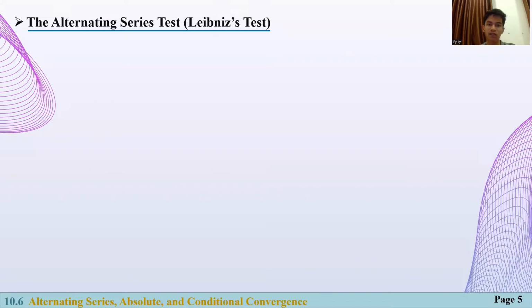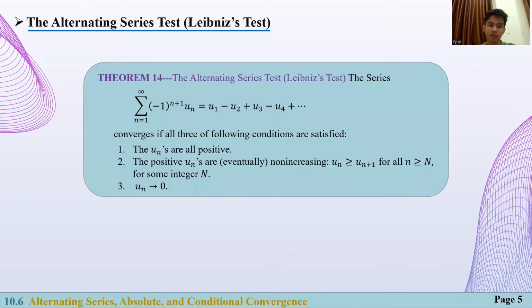So the alternating series test. Theorem 14, the alternating series test: the sum from n equals 1 to infinity of (-1)^(n+1) u sub n, which equals u sub 1 minus u sub 2 plus u sub 3 minus u sub 4 plus so on, converges if all three of the following conditions are satisfied.